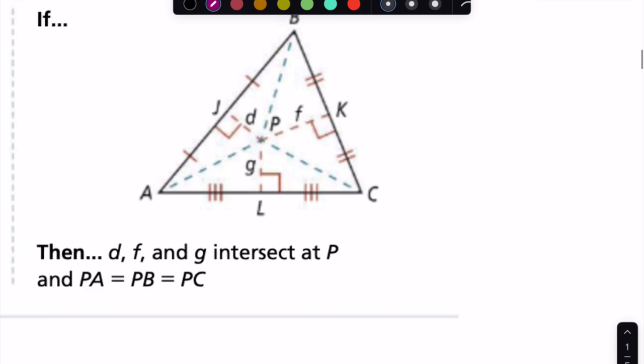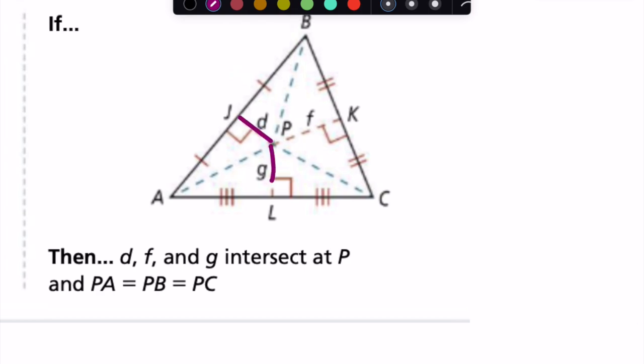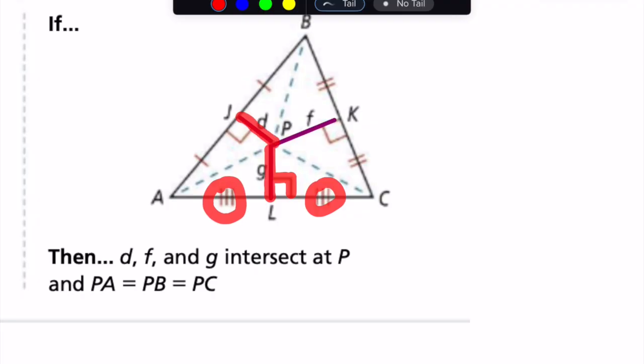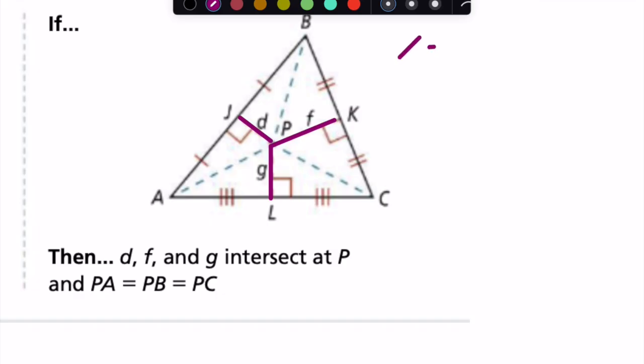So here we have three perpendicular bisectors. And we know they're perpendicular bisectors because they're perpendicular to the sides and they split the sides into two equal halves. Here we have a line that's perpendicular and splits the side into two equal halves. Here we have another one. So right here, these are perpendicular bisectors. Point P, which is right here, is the point of concurrency because it's where three lines meet.